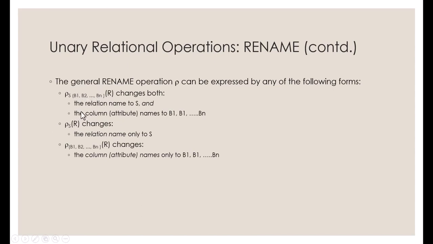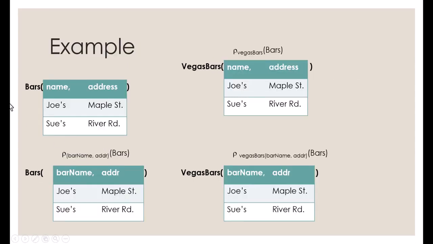The second one is taking the relation R and renaming just the name of the relation to be called S. Notice how there is no list of attributes here, so we have only renamed the name of the relation. The third option is renaming the list of attributes. We took R, and the name of the table is the same, but we have renamed the attributes B1 through Bn. So these are your three options.